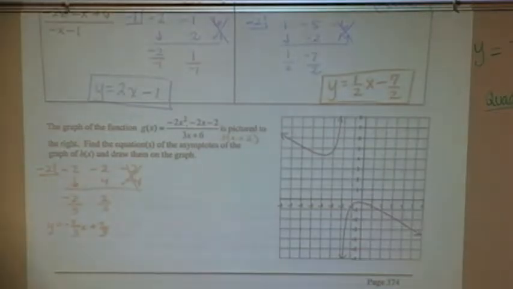Did y'all get 2/3 x plus 2/3? Okay, so now if I'm going to sketch that, obviously with a y-intercept of 2/3, that's kind of weird. We'll just do the best we can.